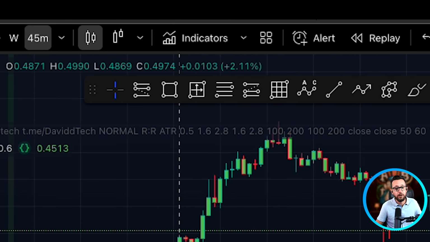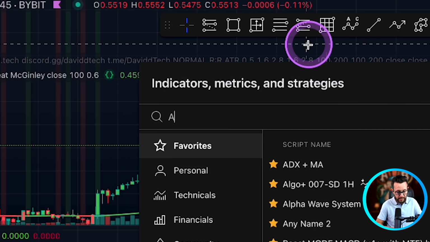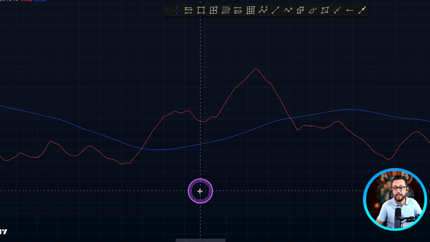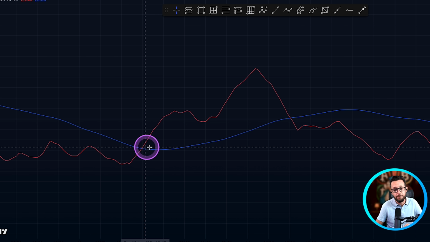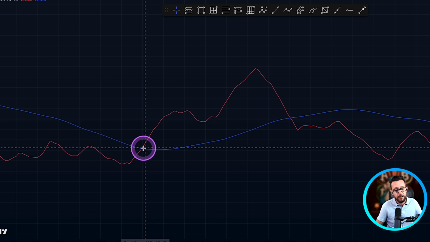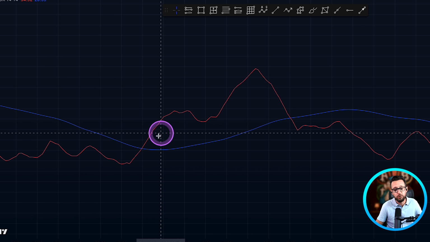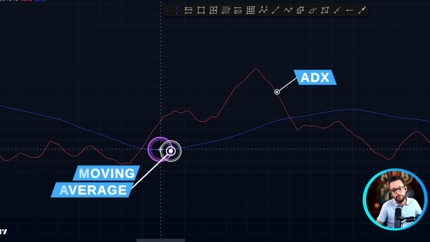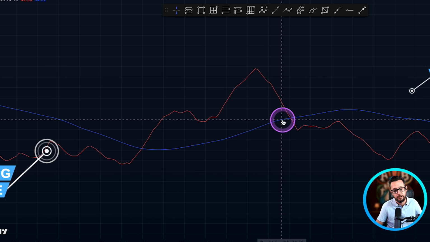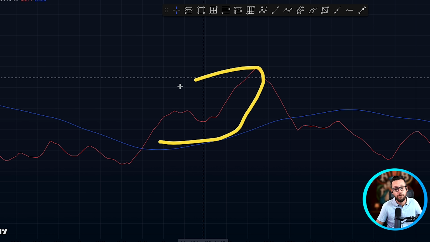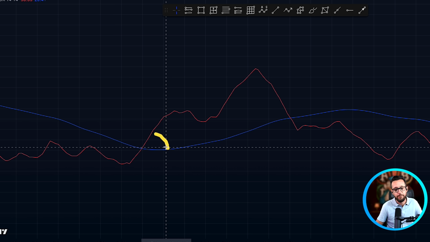So we're going to add our final indicator. The final indicator is the ADXMA. The ADXMA, it is this indicator here. Now the ADXMA is a brilliant indicator to make sure that we don't get stuck in sideways moving markets. We're going to be using this both for longs and shorts. So we're looking for the red line, which is the ADX, to be above the blue line, which is a moving average. Whether we're looking for longs or shorts, we just need the red line to be above the blue line.